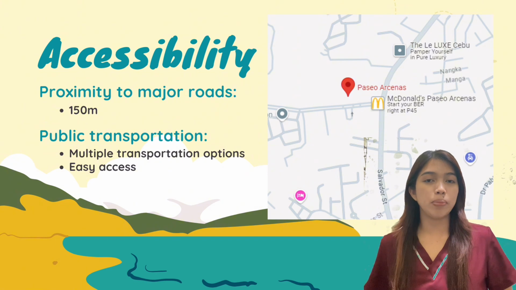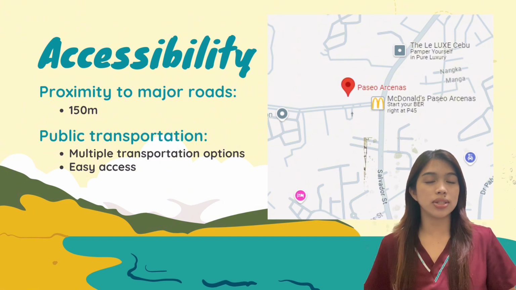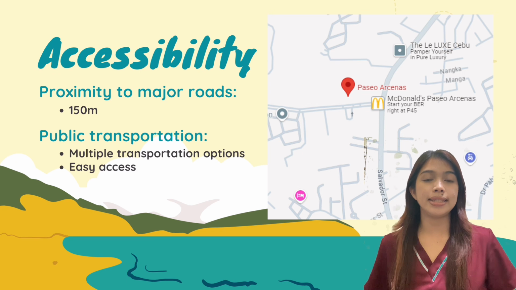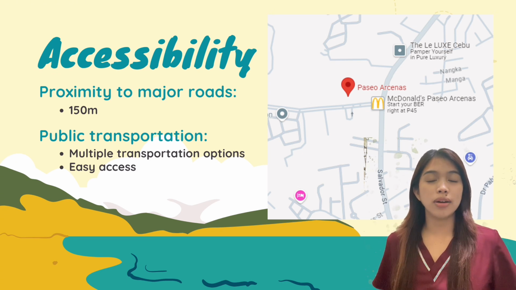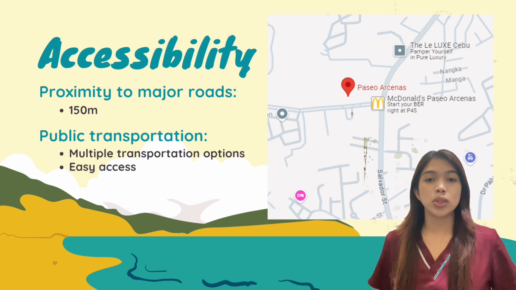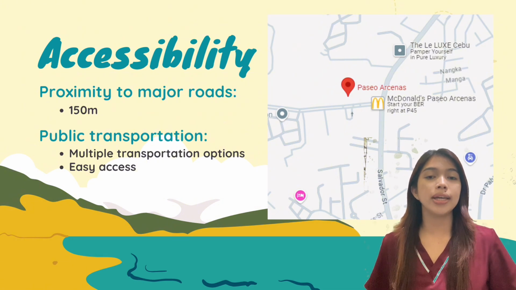For proximity to major roads, it's 150 meters. From R. Duterte Street to Salvador Street, that's going to Capitol and Barangay Tisa on the other side, to R. Arsena Street. For public transportation, there are multiple transportation options, and it is easy access. So there's 07B going to Banawa from Colon, or any 07 jeepneys going to Banawa. There's 12L from Ayala Center, Cebu, Mango Jeepney going to Poblacion, Talisay from IT Park, and vice versa.